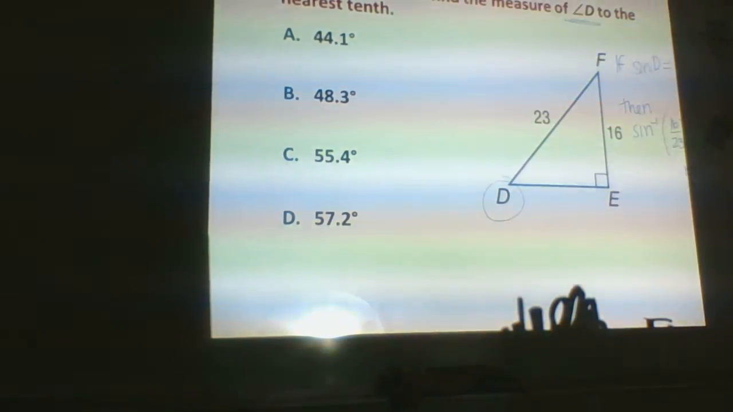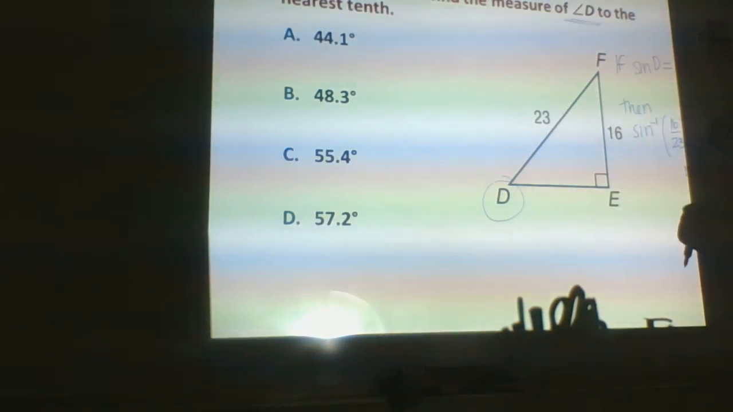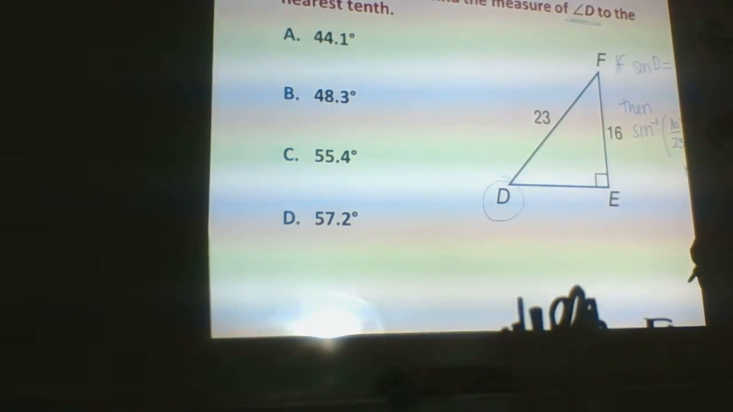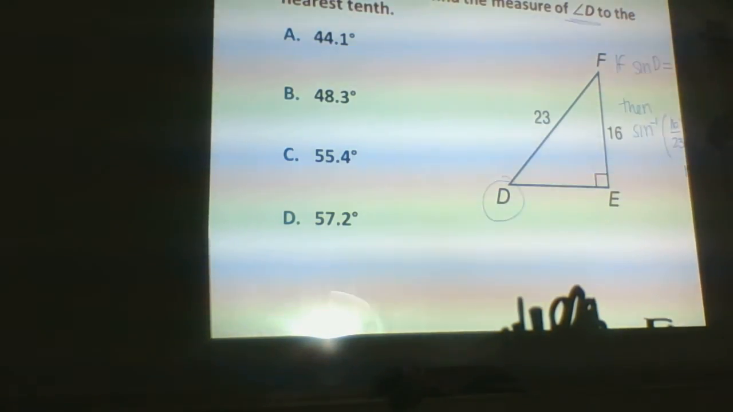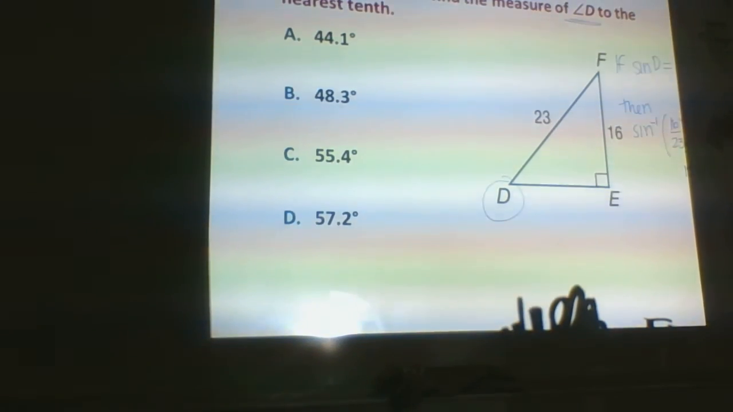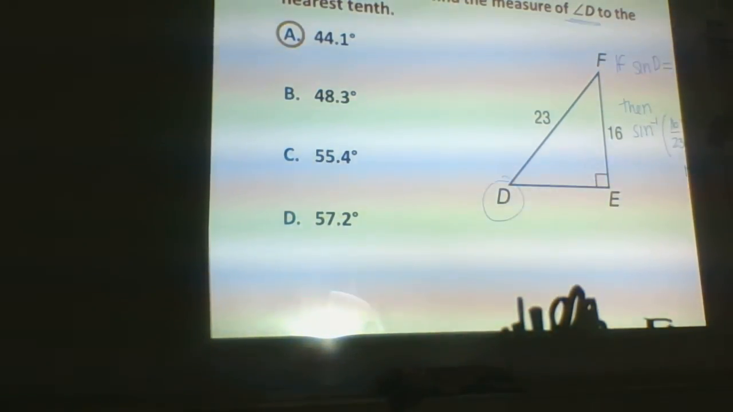So we've got to go on. Yeah, and I'll also send you a link in the email to a scientific calculator if you don't have one, with trig ratios. So the answer is A.